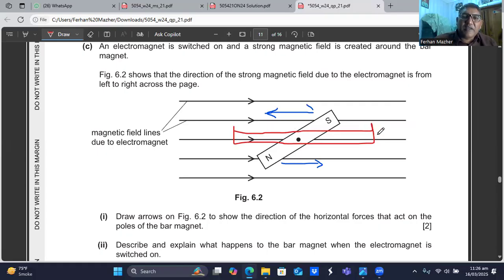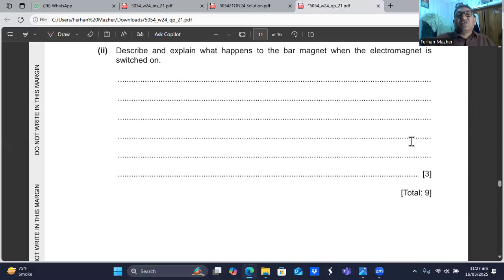When the north will be here, the south will be here. It will stop rotating. Understand? This is what I was saying. Okay, so let's go to the next question.